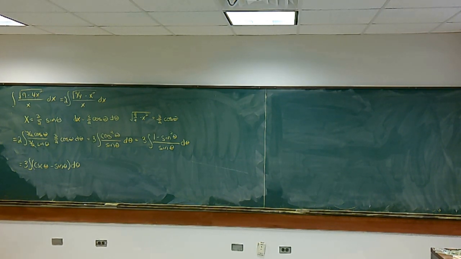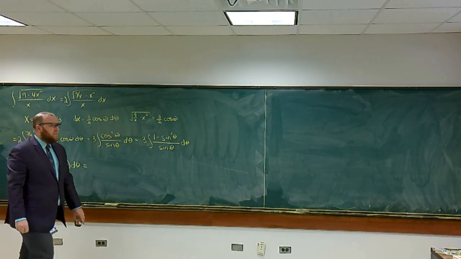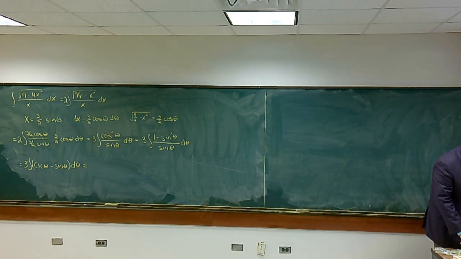Okay. Cosecant is a known antiderivative. Negative, just log.